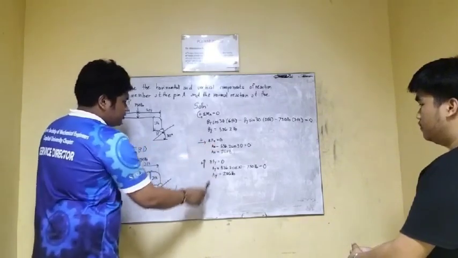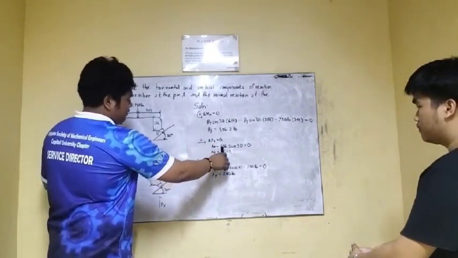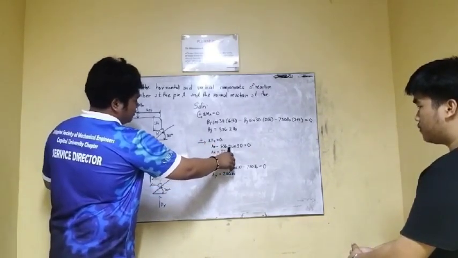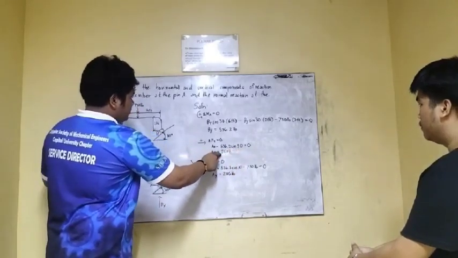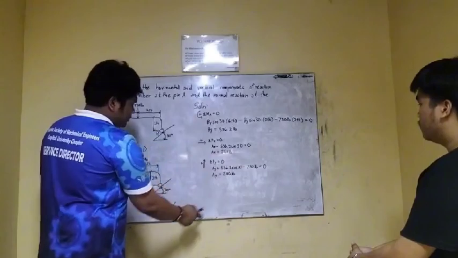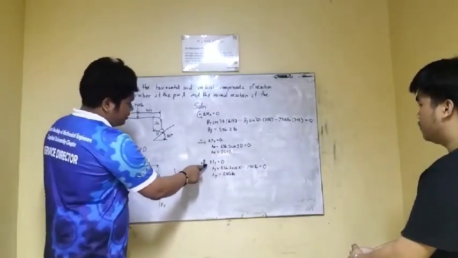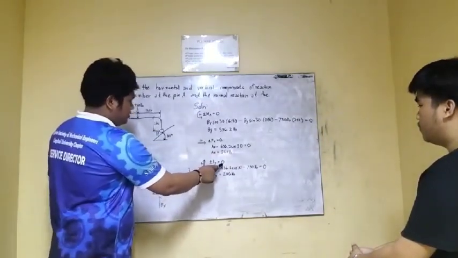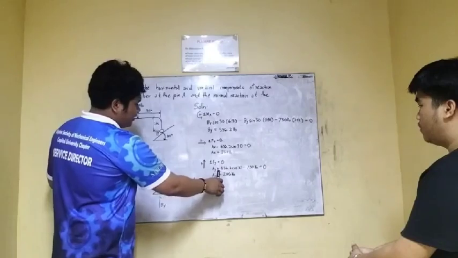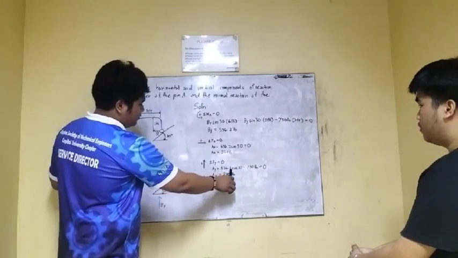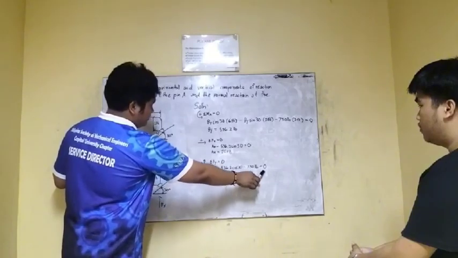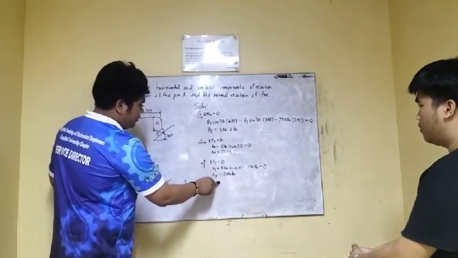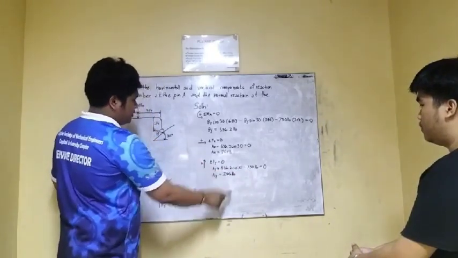So after getting the BY, next we're going to get the summation of forces along x-axis equals to 0. So we have AX minus 536.2 sine 30 is equals to 0. So our AX now will be 268 pounds. And then to get the summation of forces along y-axis equals to 0, we'll use AY plus 536.2 cosine 30 minus 750 pounds is equals to 0.